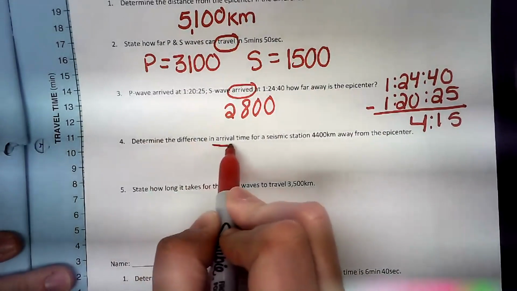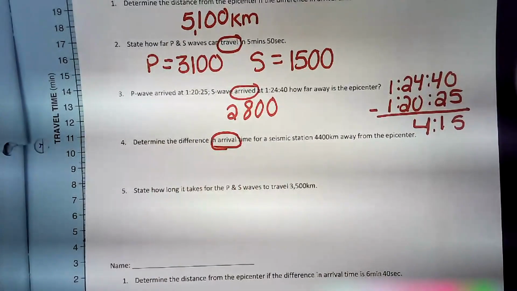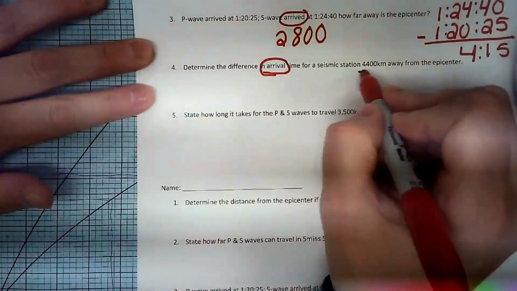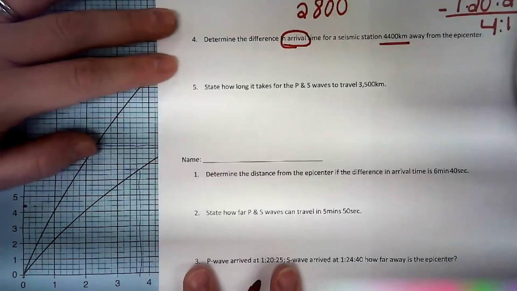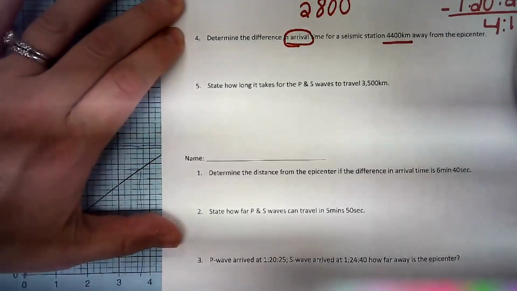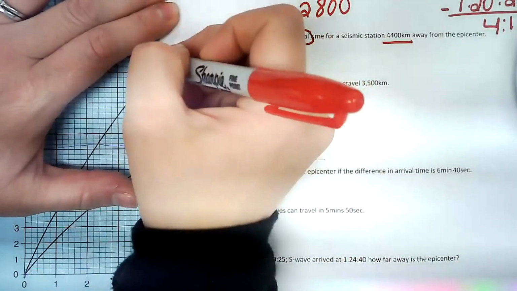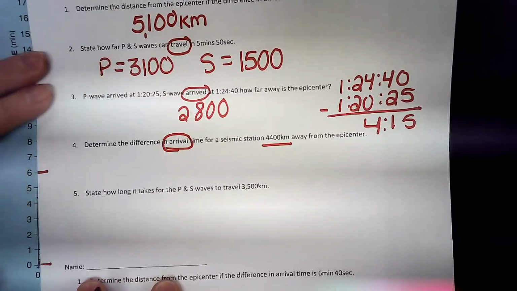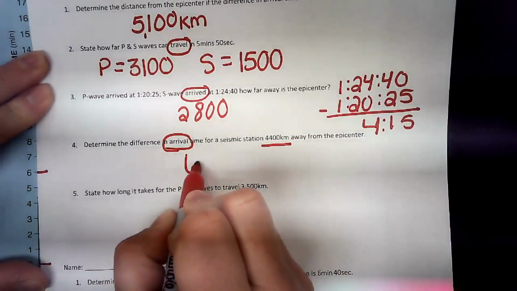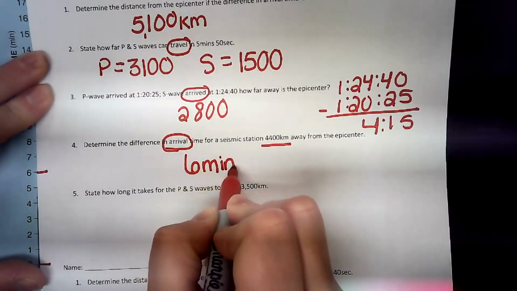Again, for number 4, it's an arrival time one. So we know we need to do the scrap paper, mark off this. Now this time they gave us a distance. So we have to first find 4,400. Mark off the P, mark off the S, slide it over, see where they match up, and mine matches up perfectly at 6 minutes.